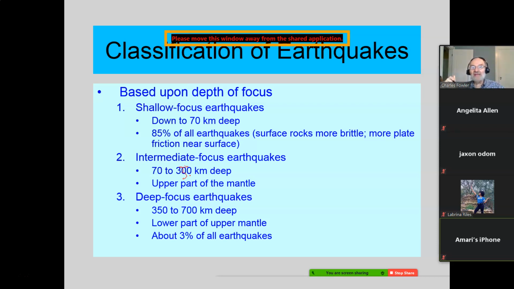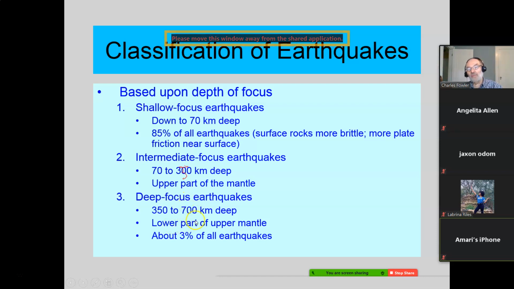Now you're definitely in the upper part of the mantle. So most of these were probably within the crust. The crust rocks are more brittle. There's more plate friction in the crust. This is in the upper part of the mantle, and this is your intermediate focus quakes. Now they don't give you what percentage, but we can figure that out. Then between 210 miles down and 420 miles down, these are the deep focus earthquakes.